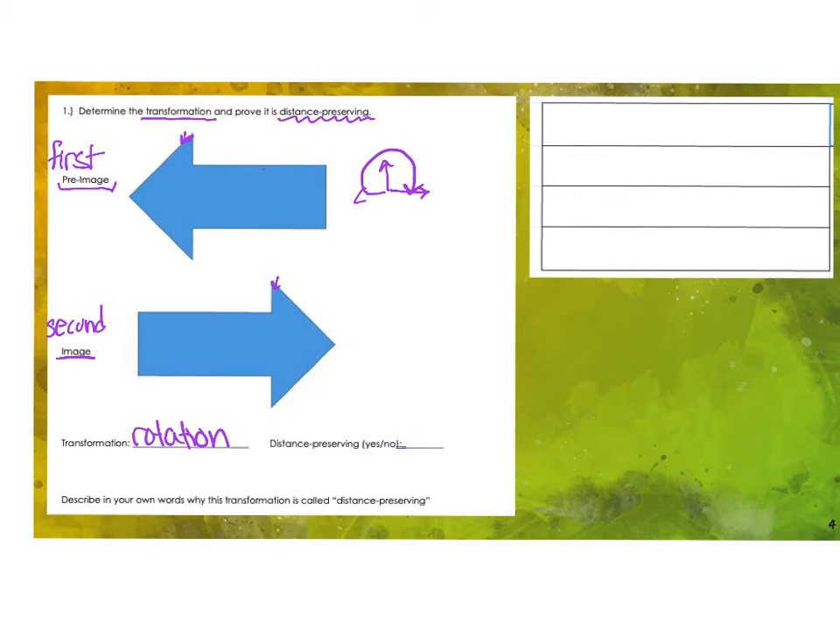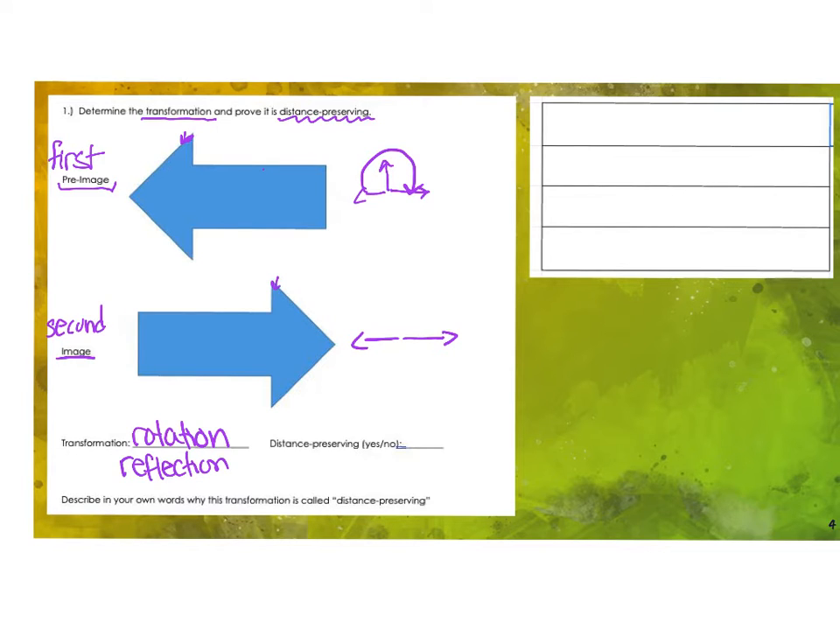Or the first arrow, the pre-image, is facing the left. I can just pick it up, flip it over, and it would be facing this way. So a flip is called a reflection. Both of these are examples of what type of transformation occurred, okay?